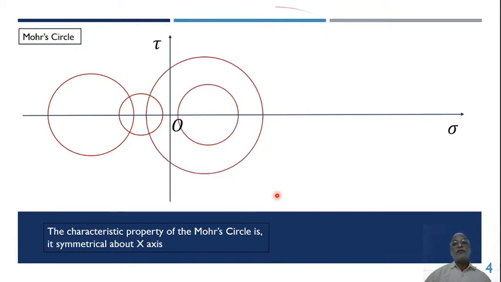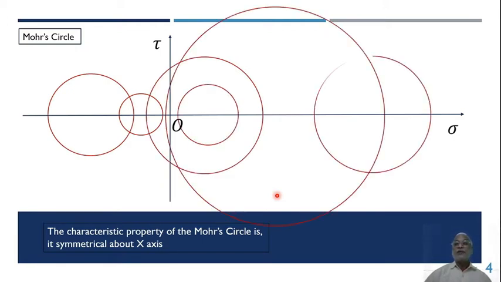There are a number of circles that I have drawn, but all of them are symmetrical about the sigma axis or normal stress axis. You cannot have a circle like that. Mohr circle cannot be like that, or somewhere there. It has to be always symmetrical about the x-axis. All these are Mohr circles representing a general biaxial stress system. Okay, further.